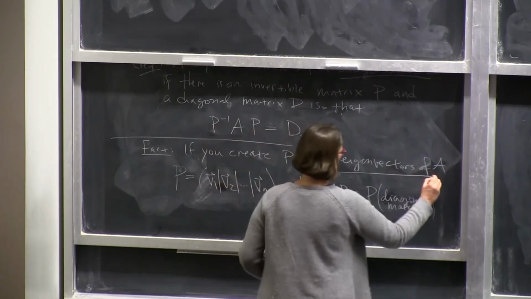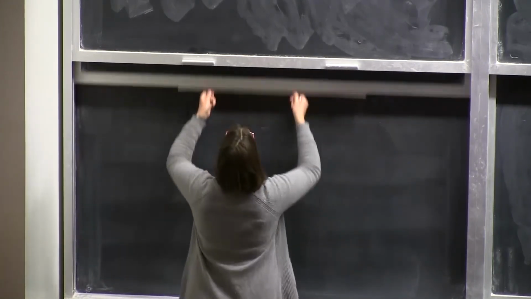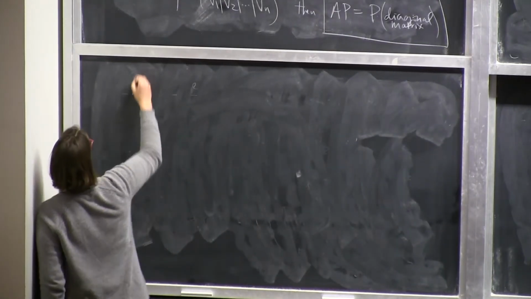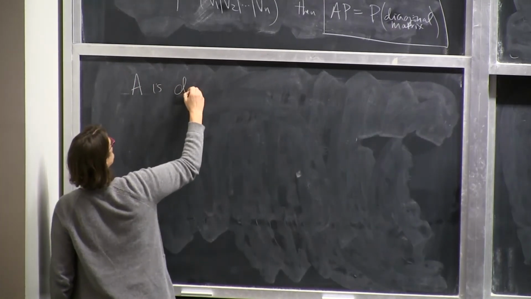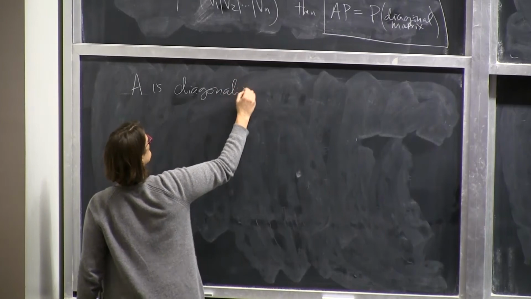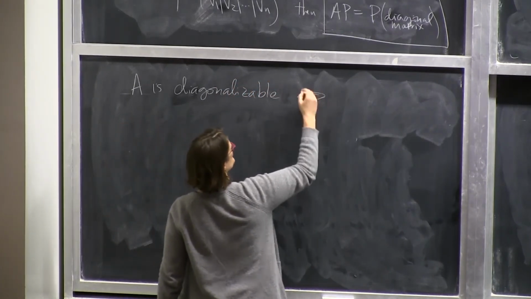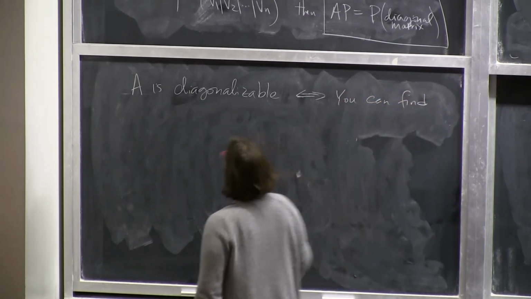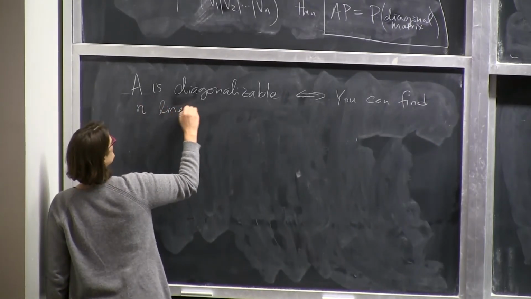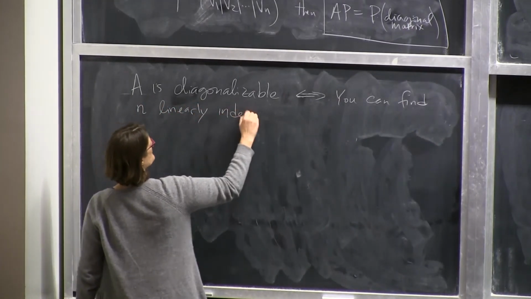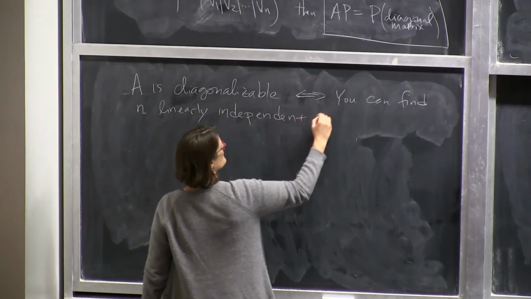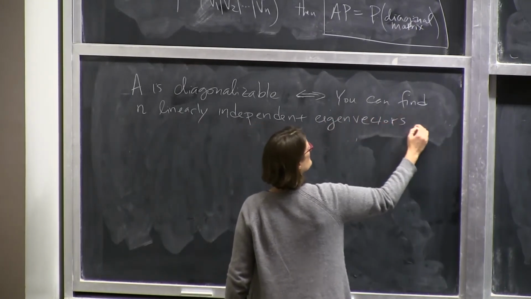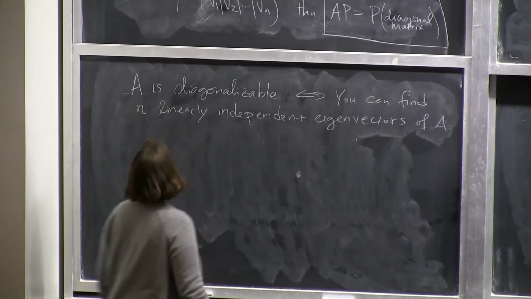And this is the important thing to remember, because it lets you realize that A is diagonalizable if and only if you can find n linearly independent eigenvectors of A. And this is actually a theorem.